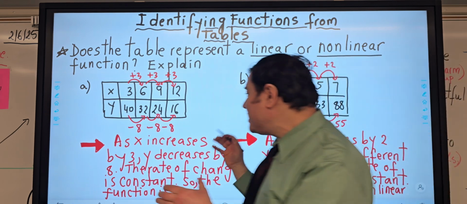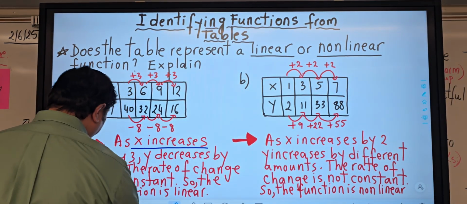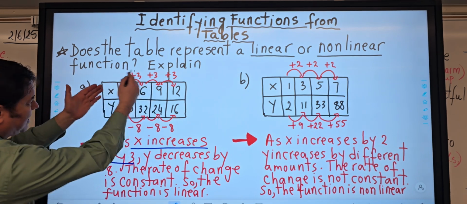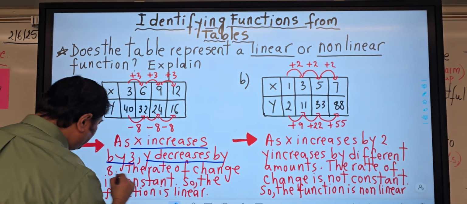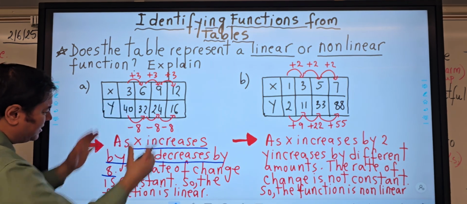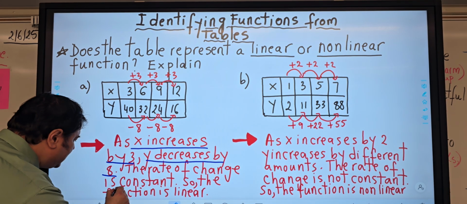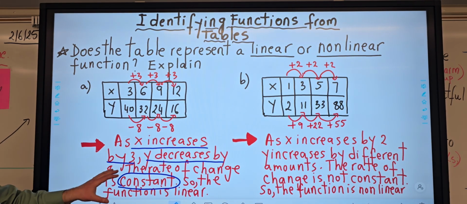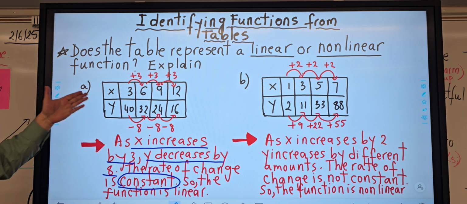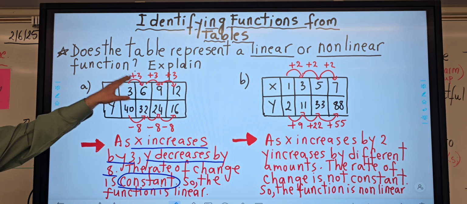So as we see here, as x increases by 3, y decreases by 8. But is it constant, right? The rate of change is constant. This is the key. Constant. The rate of change is constant. Therefore, we can say that this is a linear function because we have a constant rate of change.